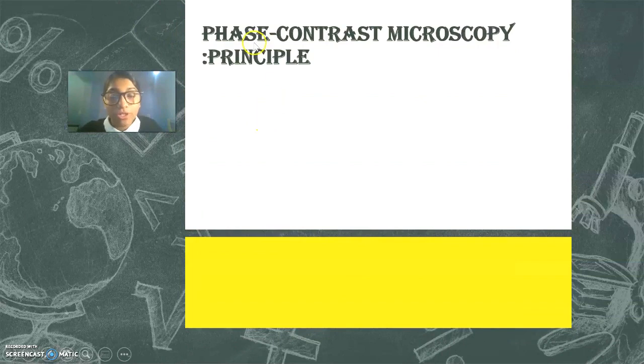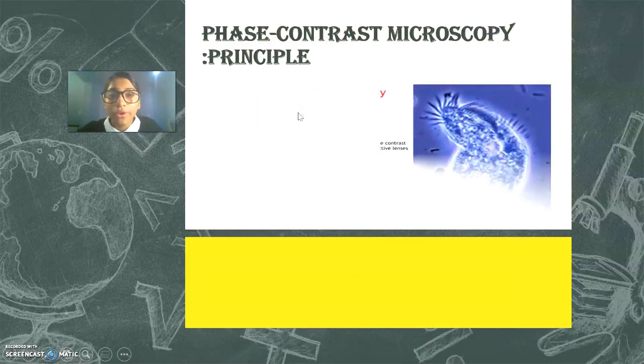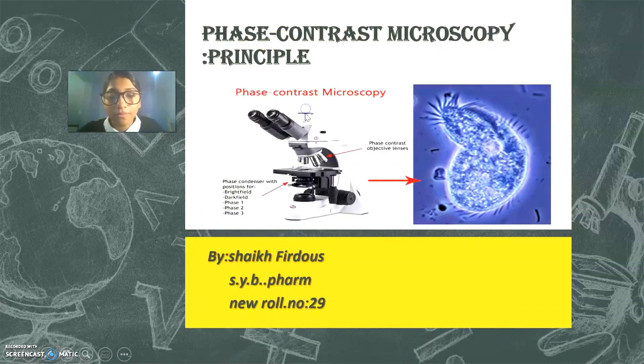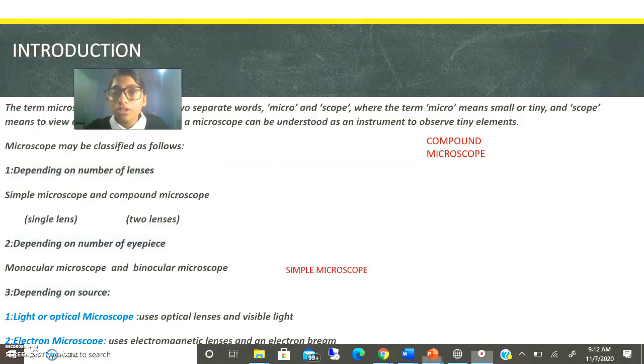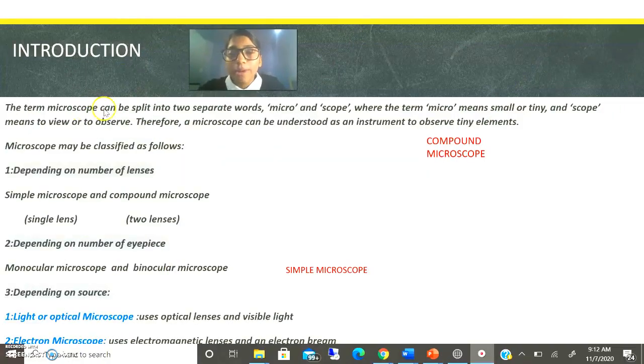I am Sheikh Fidos. Today we're going to see the phase contrast microscopy principle. So first, let me give a short introduction to the microscope. The word microscope can be split into two separate words, micro and scope. Micro means small or tiny, and scope means to view.